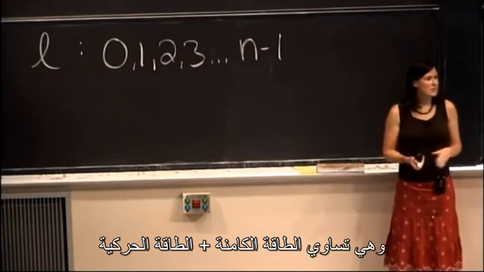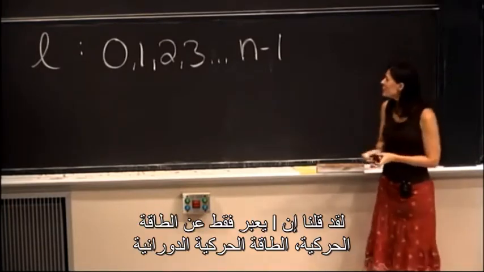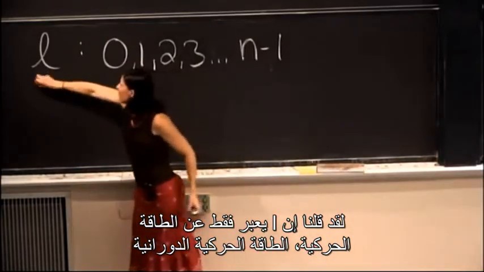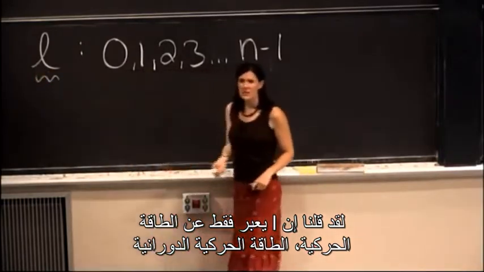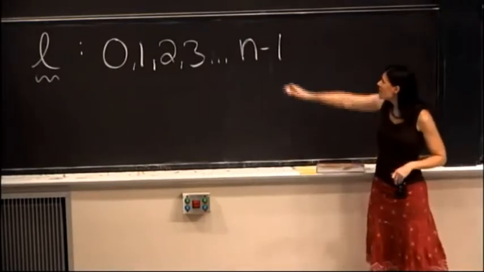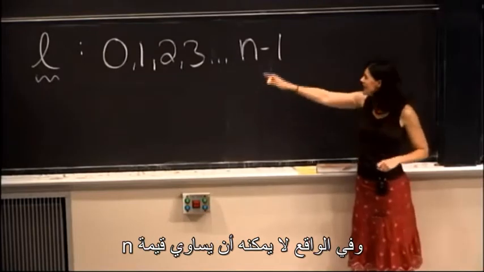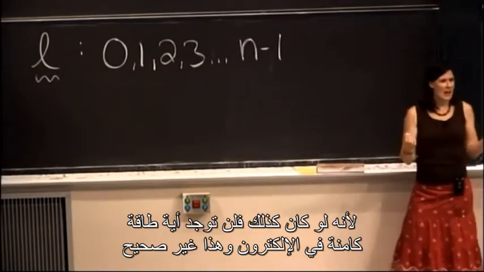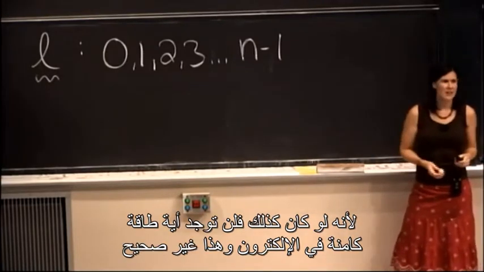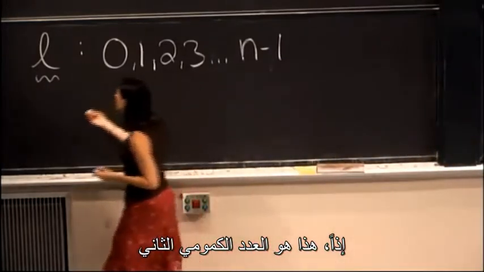So the total energy is going to be equal to potential energy plus kinetic energy. So if we say that L is just talking about our kinetic energy part, our rotational kinetic energy, and we know that electrons have potential energy, then it makes sense that L, in fact, can never go higher than n. And in fact, it can't even reach n because then we would have no potential energy at all in our electron, which is not correct. So that's the second quantum number.